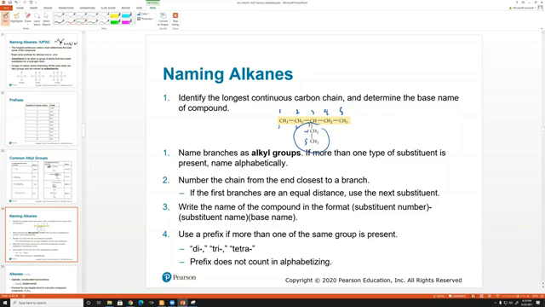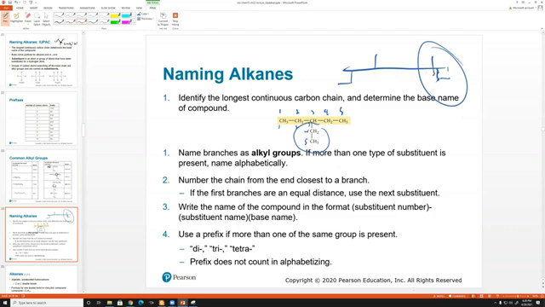If the first branches are equal distance, use the next substituent. So what that means is, let's say we had a thing and you had 2 substituents here and then 1 here and 1 like that. So what you would do is, let's say these 2 are the same distance from the end. So you're like, which one do I use first? You use the one that has the second closest substituent, and that would be this side. So this side would be 1, 2, 3, etc.